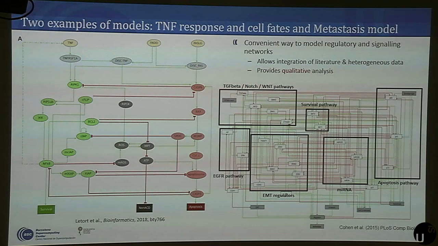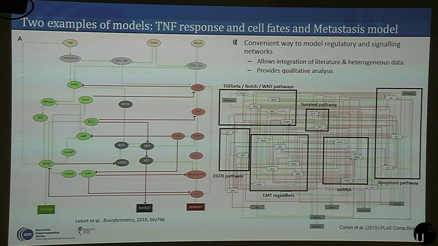So how do we build these networks? Usually we start with a question. What do we want to model? We want to model the effect of TNF, which is here. What effect does TNF have on cell survival or cell death? So we start by asking what is known in the field about TNF. You know that TNF affects RIPK1, and TNF also affects CASP3 through DISC. So you start little by little building this network.